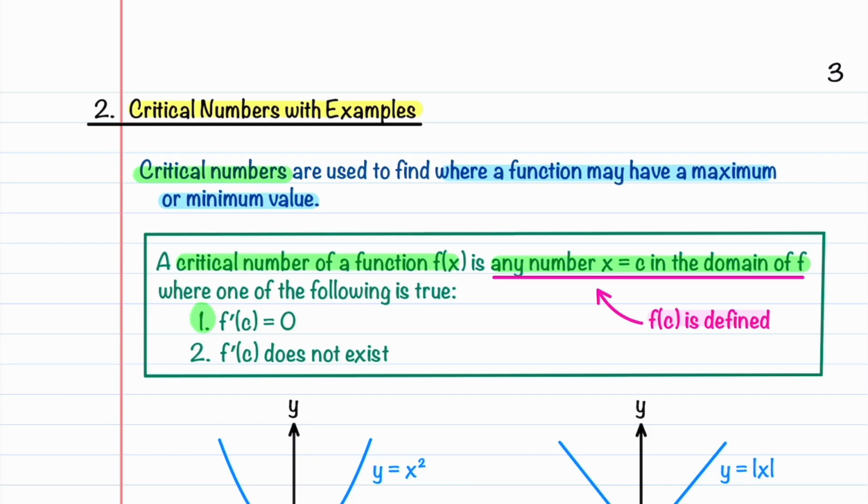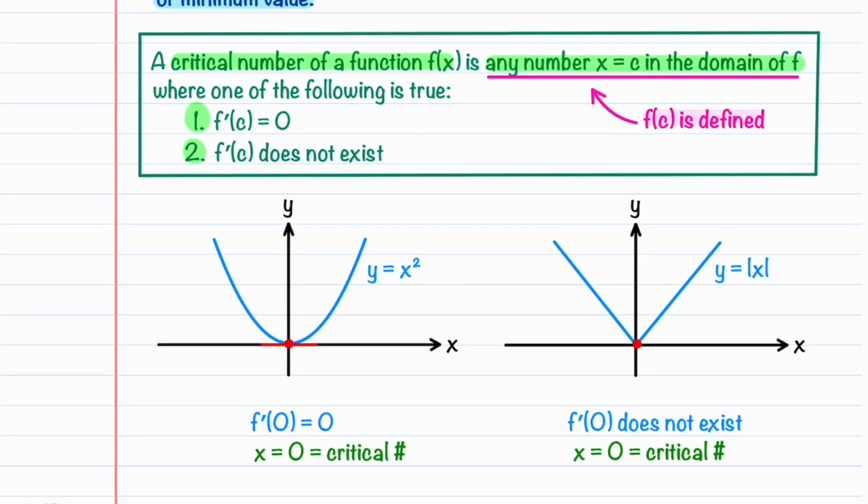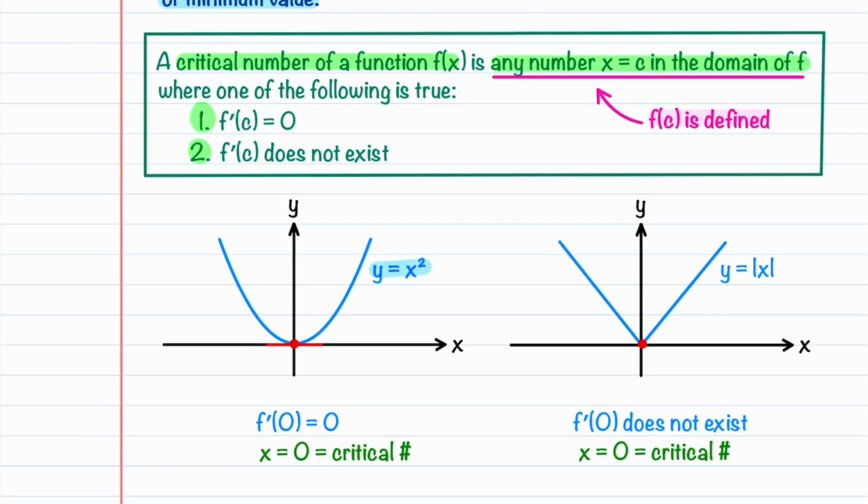Either f prime at c is equal to 0. That means that the slope of the tangent line to the curve is going to be equal to 0. Or f prime at c does not exist. When we have a function y is equal to x squared at 0, the slope of the tangent line is equal to 0, and that means that the derivative is equal to 0, and that means that at x is equal to 0, we have a critical number.